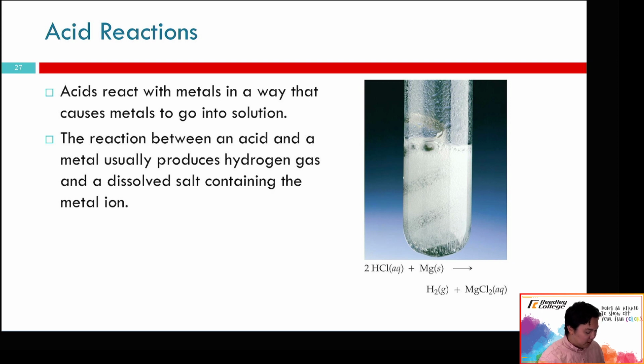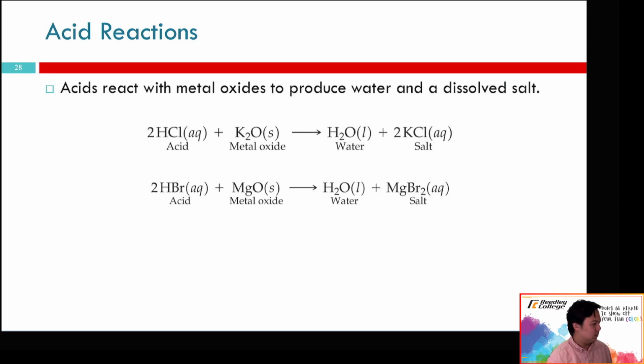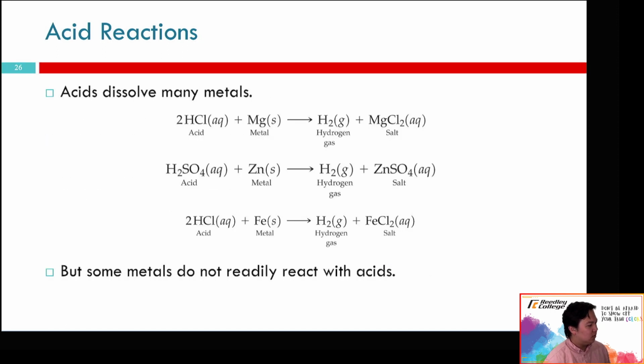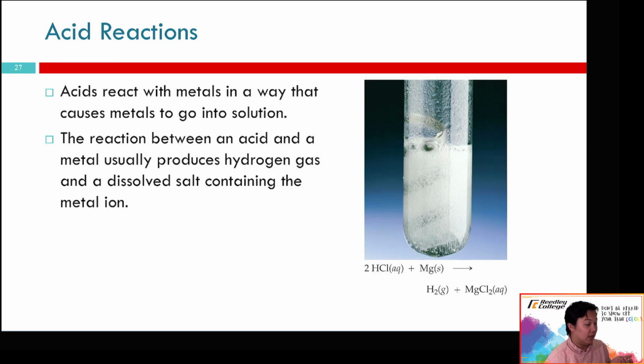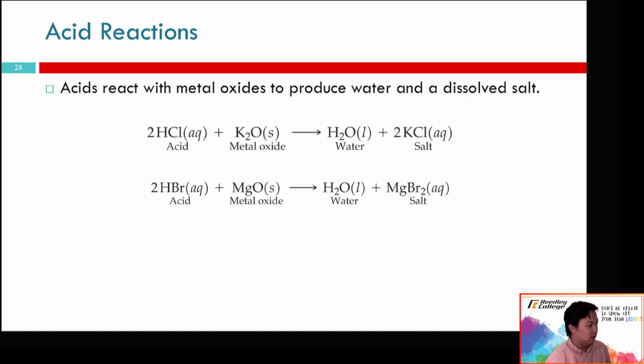Acids react with metals in a way that causes metals to go into solution. They dissolve. The reaction between an acid and a metal usually produces hydrogen gas, which is what we did with the zinc reaction to form hydrogen gas. I believe that was HCl. And a dissolved salt containing the metal ion. Acids react with metal oxides to produce water and a dissolved salt. So they react with metals to form hydrogen gas, or they react with oxides to form dissolved salts. The difference being that it's a metal oxide instead of a pure metal.